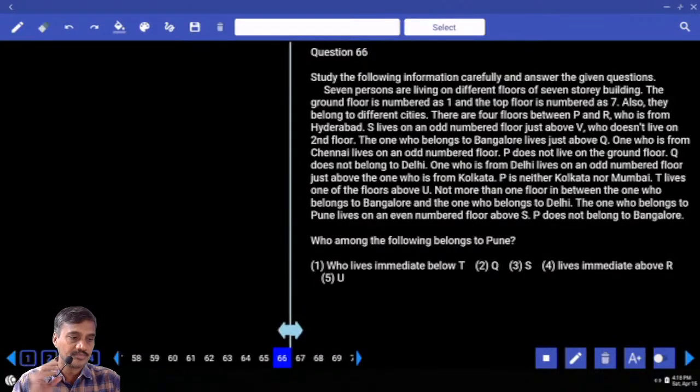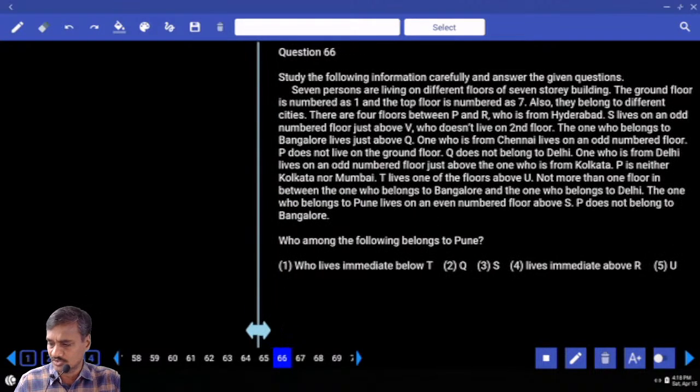Now paper number SBI PO Prelim 2. Now in this PO Prelim 2, question number 66 to 69. These four questions are based on floor arrangement, isn't it? Now first priority or the second priority? And definitely first priority lo cheyachchu.